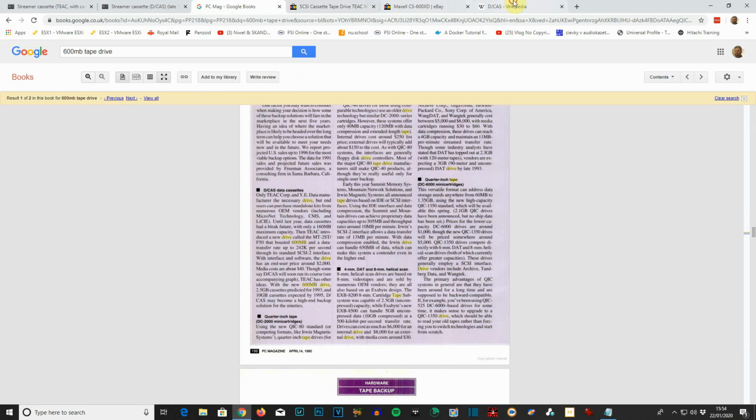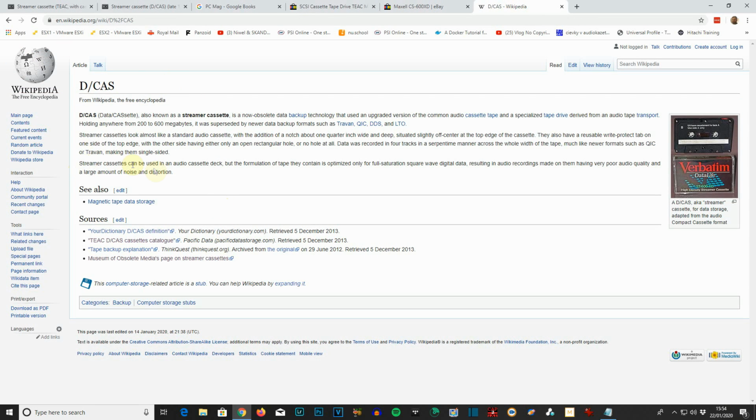However, if I go to DCAS on Wikipedia, it says streamer cassettes can only be used in an audio cassette deck, but the formulation of tape they contain is optimized only for full saturation square wave digital data, resulting in audio recordings made on them having very poor quality and a large amount of noise and distortion. Oh, Verbatim made them as well. I mean, Verbatim are well known for making data backup tapes. So we've got a $40 tape that is rubbish at music, but it's only good at data. So how were these so expensive back in the day? I guess they were so expensive because you could use them or you could not, and $40 was cheap.